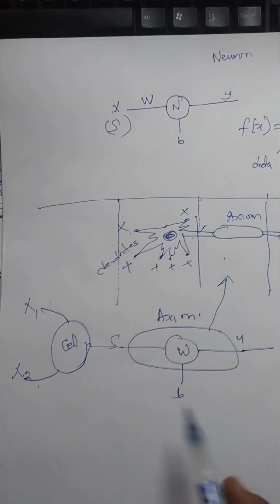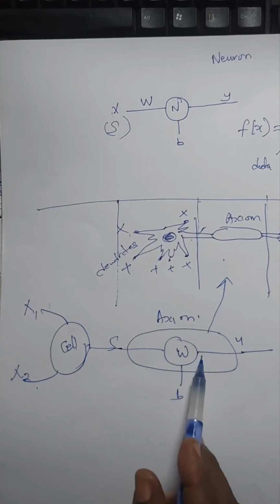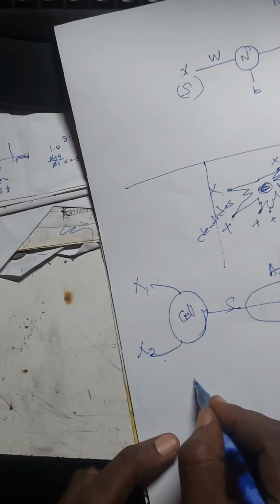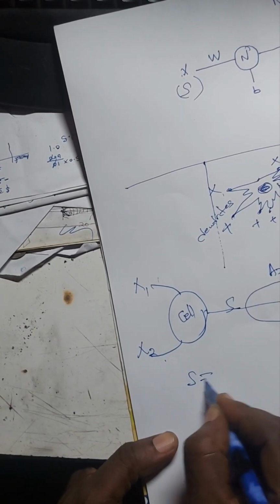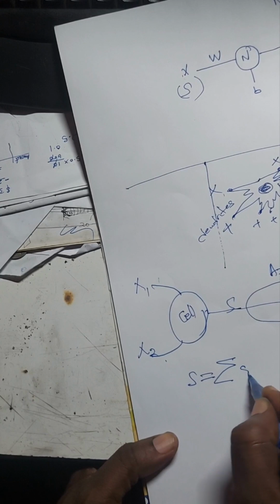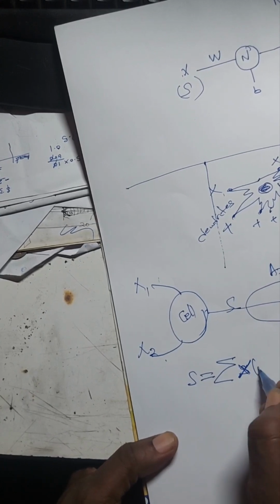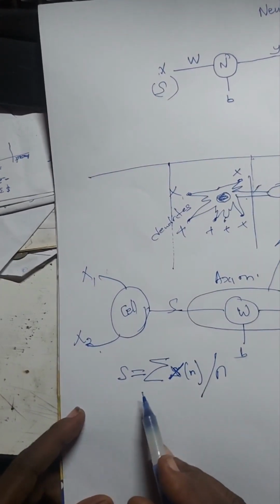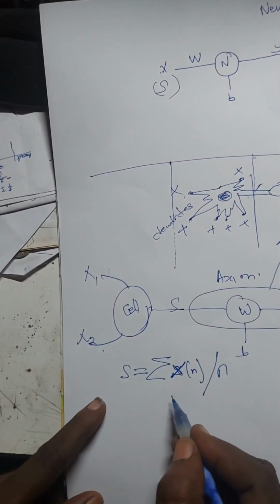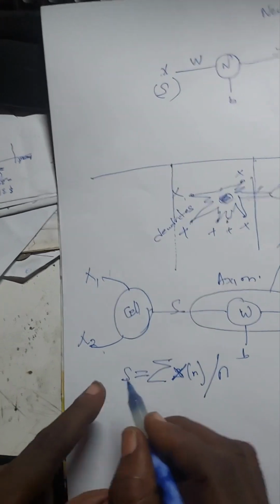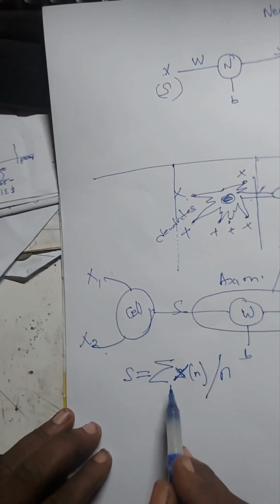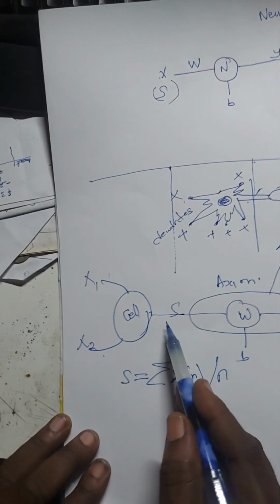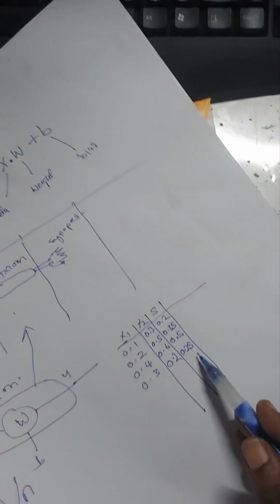So the signal strength is what is passed to the axiom. What the cell does, the cell function, is that the cell signal is equal to the sum of the inputs x_n divided by n. This is the signal strength. This is the function of x. The function of x, which determines the cell, is the sum of all the inputs divided by the number of inputs that produce the signal, as I explained in the table here.